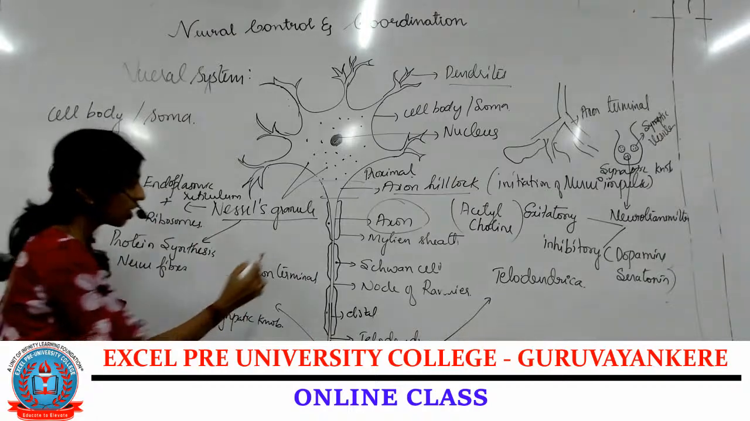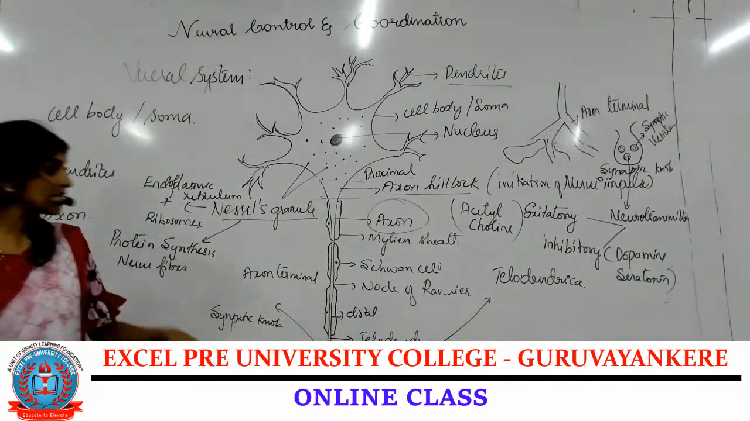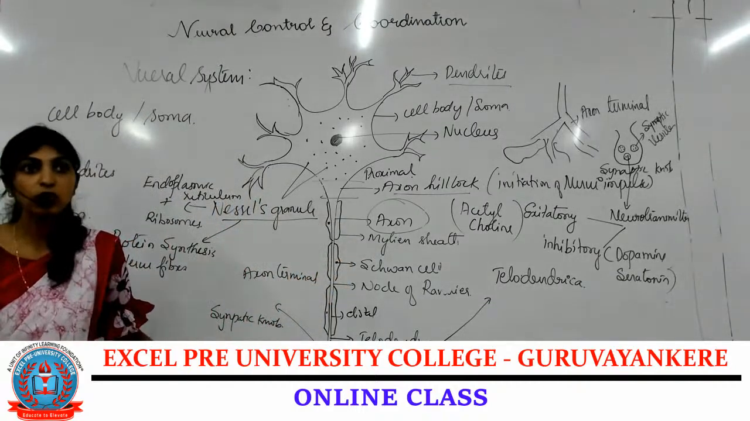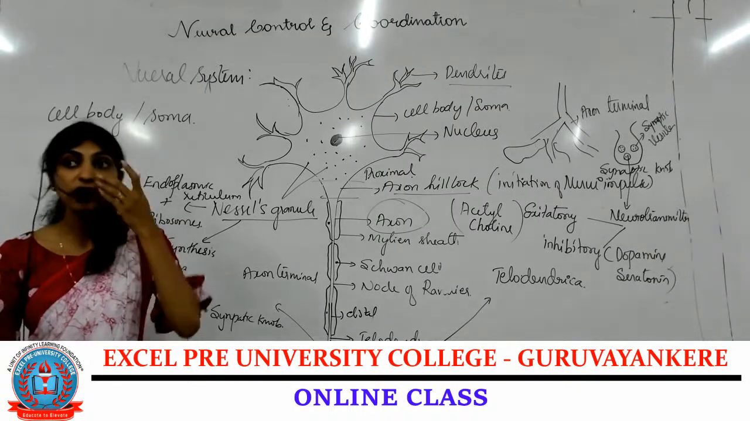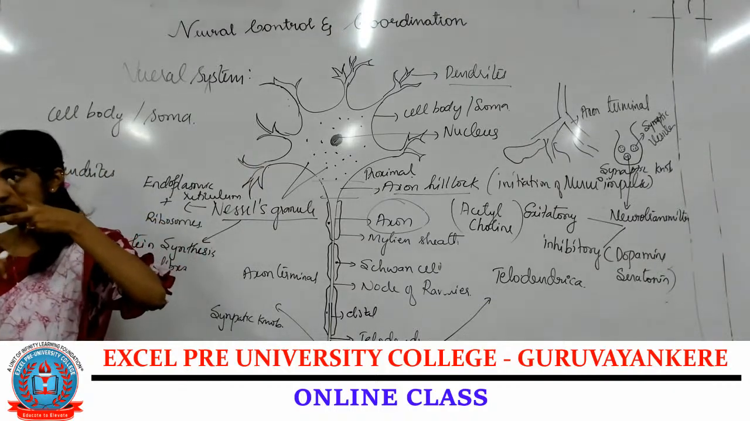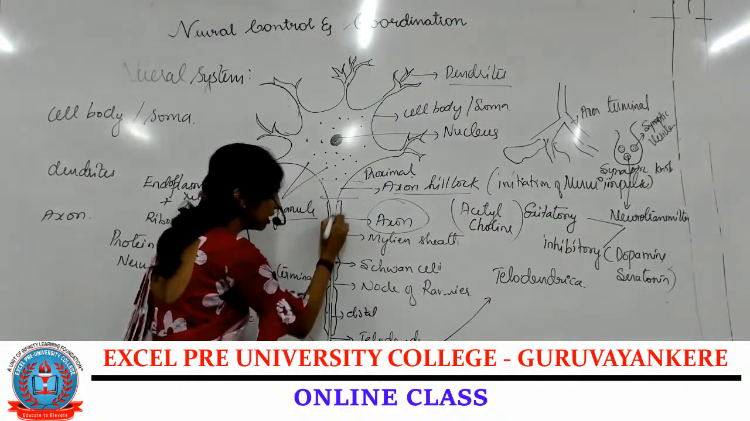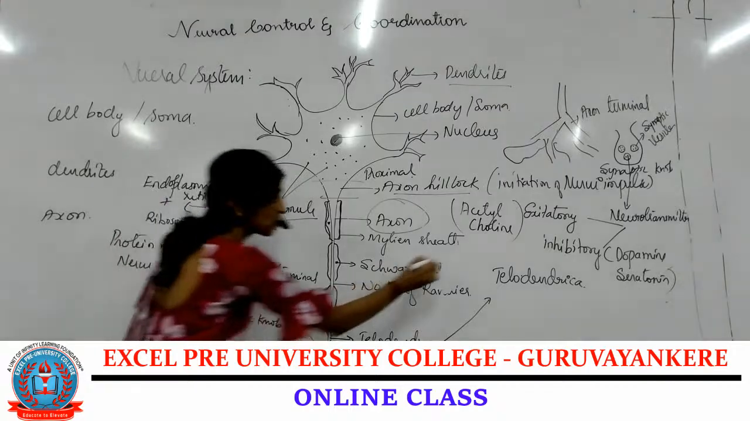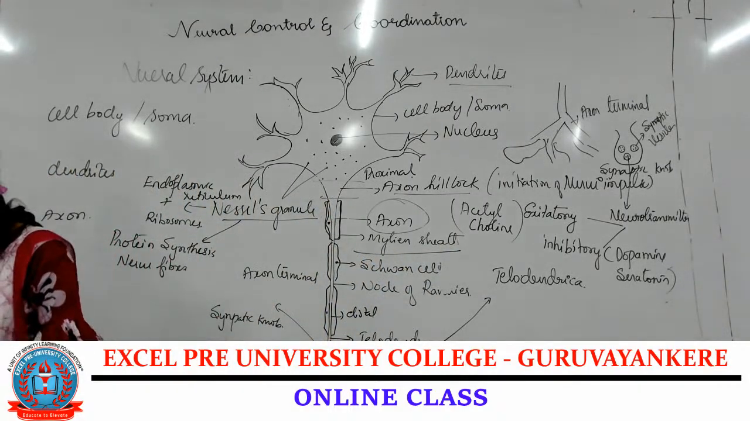Now along the axon, there are cells present which are called Schwann cells. In the peripheral nervous system, that we know, we have the central nervous system and the peripheral nervous system, these Schwann cells secrete a layer of adipose tissue which is called the myelin sheath. Is it clear?